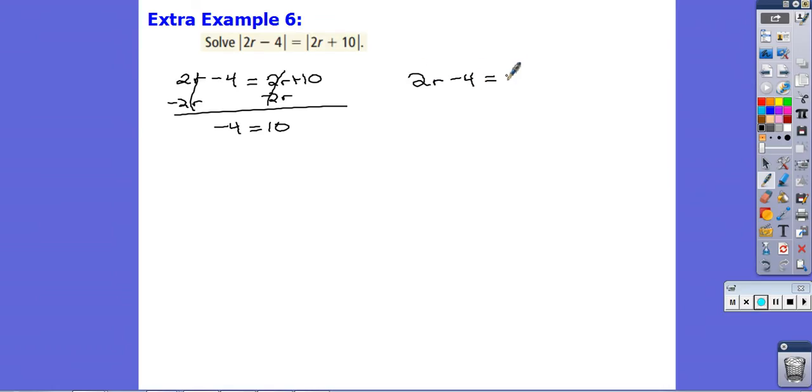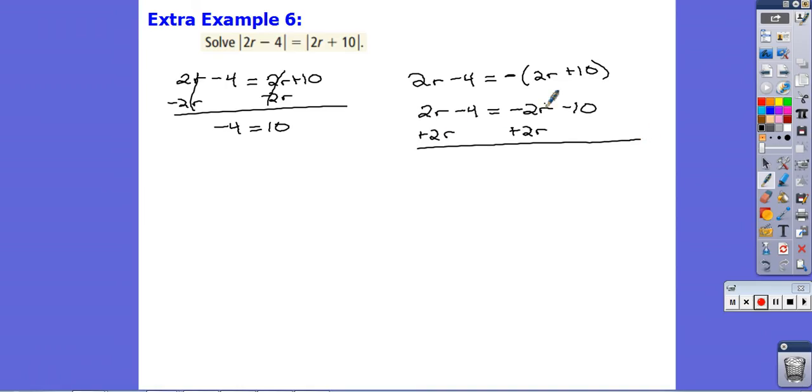Now remember, when you put a negative on one of the sides, the negative has to go to the entire equation. So I'm going to put a negative and I'm going to put the equation in parentheses. That way I remember to distribute the negative. So I have negative 2r and then a negative 10. Now if we try to solve this one, I add 2r and I end up with 4r minus 4 equals negative 10.